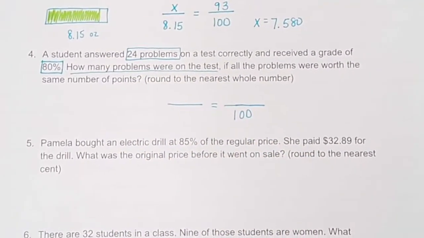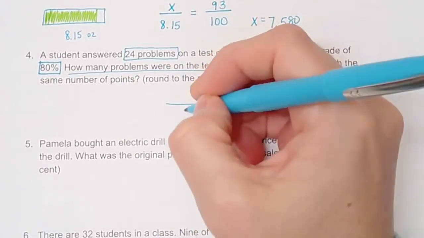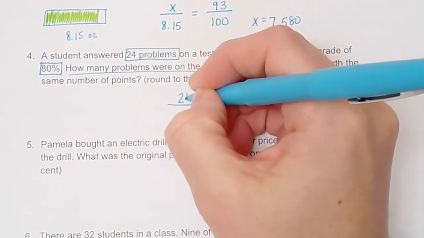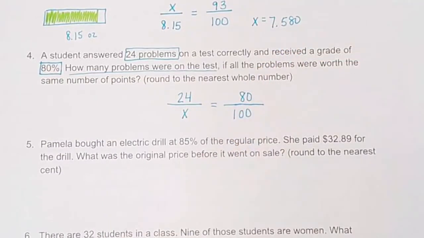How many problems were on that entire test? So what that's saying is that I do not know my whole. I do not know how many total questions were on this test. All I know is that this student got 24 of them right and that their grade was an 80. Okay? So I know they didn't get 100, so there's more than 24 questions on this test.